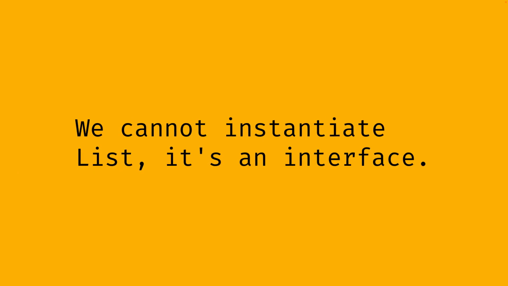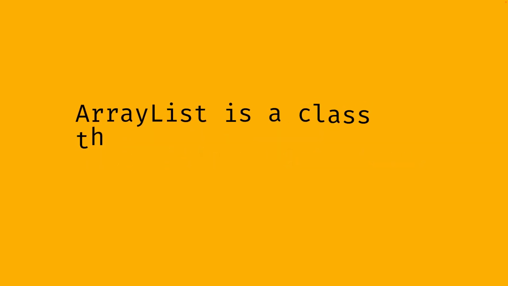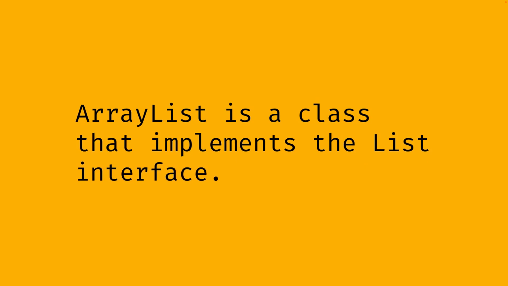So again, since list is an interface, we cannot instantiate it. In these 2 examples, we're instantiating the ArrayList instead. ArrayList is a built-in class that implements the list interface. There are multiple options out there, but we'll be only using the ArrayList here.